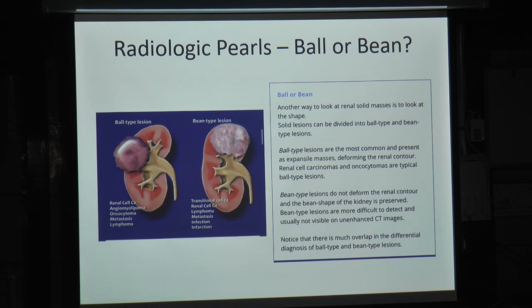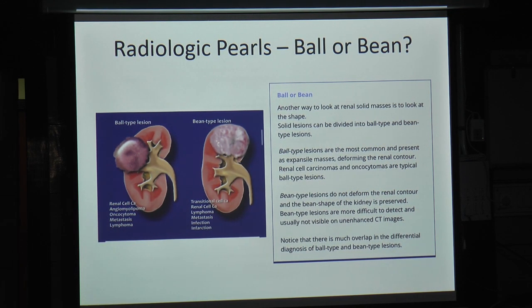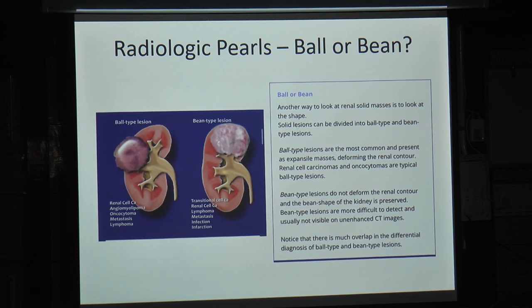Now, this is the classic slide. I hope you carry this home. If you have a ball, it's a renal cell carcinoma. If you have a bean, well, it means the bean is preserving the shape of the kidney. If you look at the lesion on the right side, there is a tumor on the upper pole. It has not distorted the capsule. It is well inside the kidney, and the kidney shape is preserved. So if you have a preserved kidney shape, it's transition cell carcinoma, unless proved otherwise.